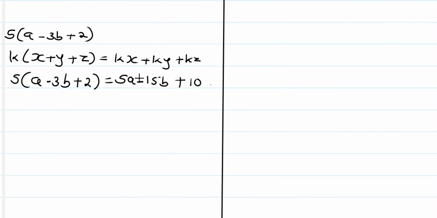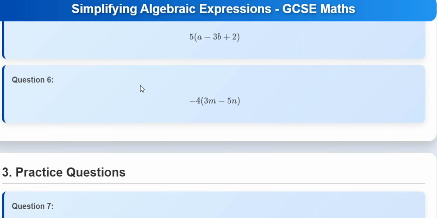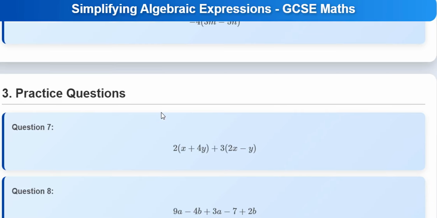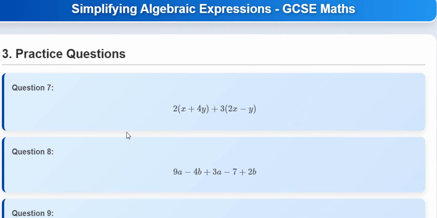And as you can see, the sign here changed because here we had positive and here we had negative, and negative multiplied by positive is negative. Can you try question 6 and take note of this negative here? Don't forget this negative, and this one will change to positive because negative multiplied by negative is positive. Then we can try some of these practice questions.